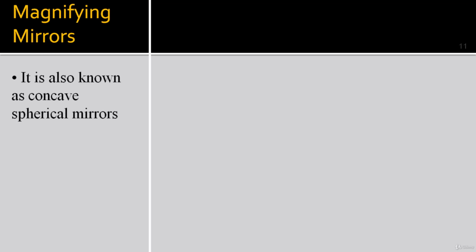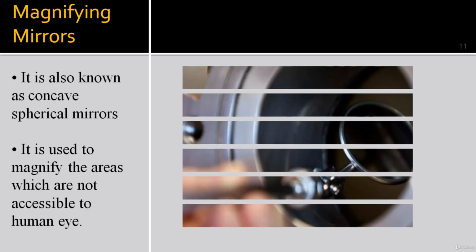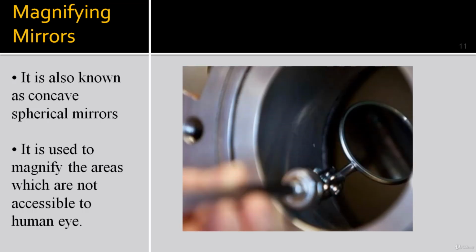If we talk about magnifying mirrors, they are also known as concave spherical mirrors. These are the mirrors which magnify the image. It is used to magnify the areas which are not accessible to human eyes. The areas which cannot be seen by naked human eyes, we use magnifying mirrors for magnifying them. You can see here, this is the magnifying mirror being used to detect whether there is any impurity or not.